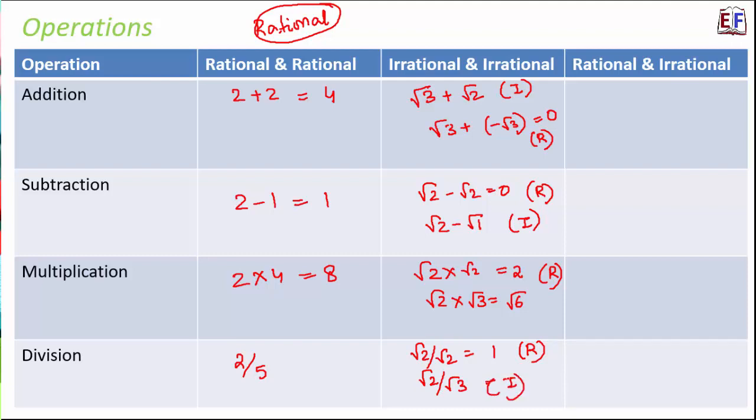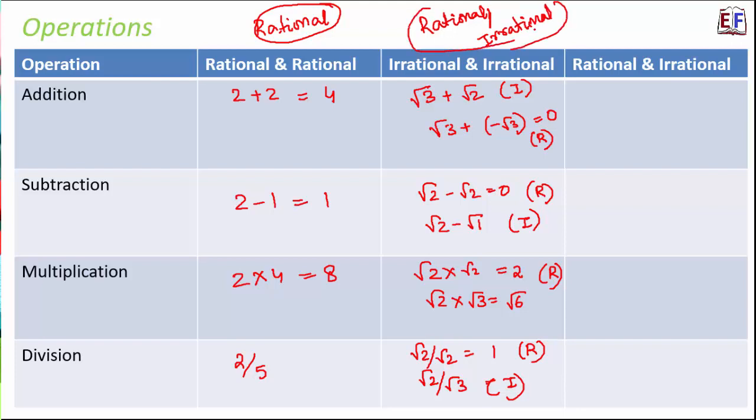So in these cases, whenever we are doing these operations between two irrational numbers, we notice that the output may be rational or irrational. So both the possibilities are there.